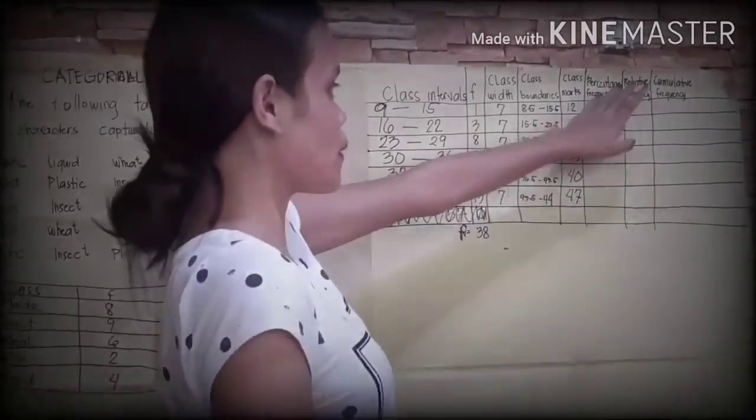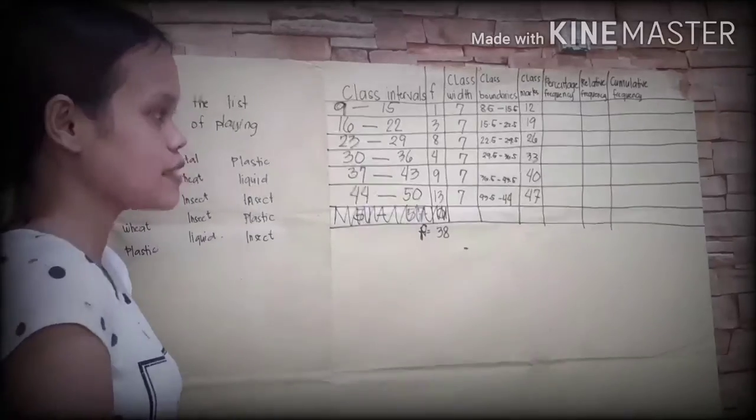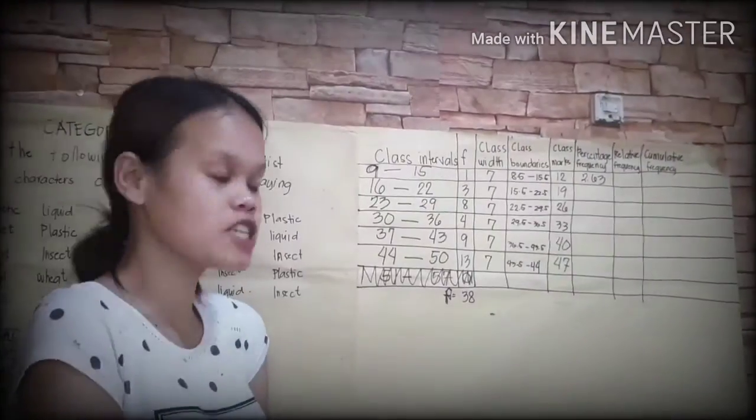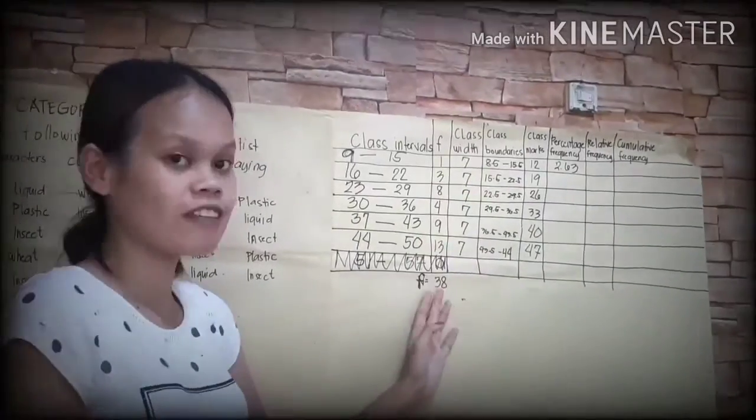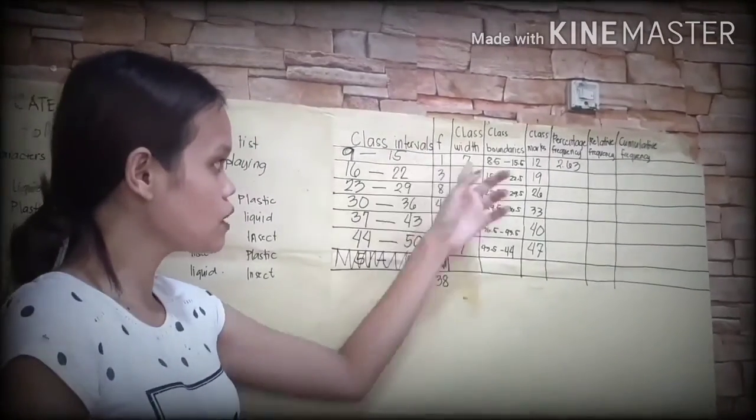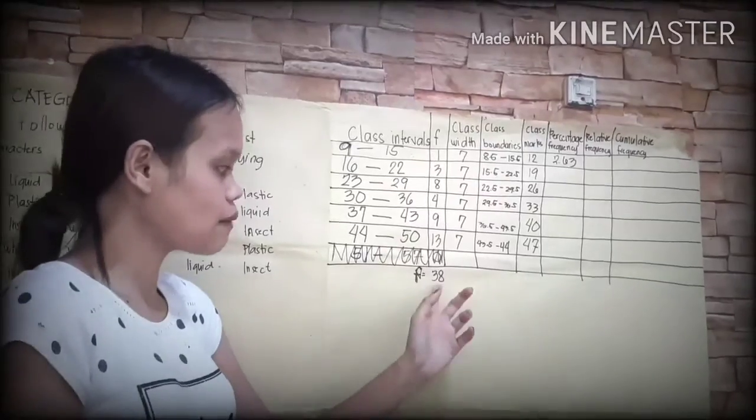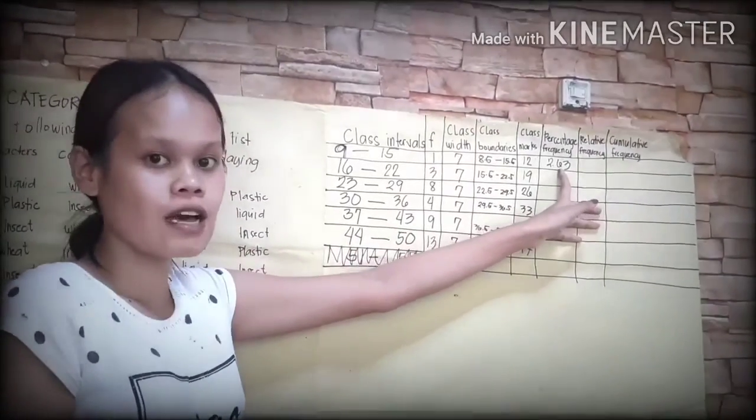So next, we're going to solve the percentage frequency. In getting the percentage frequency, we're just going to divide the frequency by the total of the frequency. So 1 divided by 38 times 100. So in our first class, the frequency is 1, we divide it by 38, and we times 100, and the percentage frequency is 2.63.